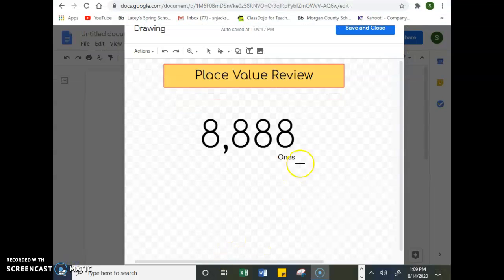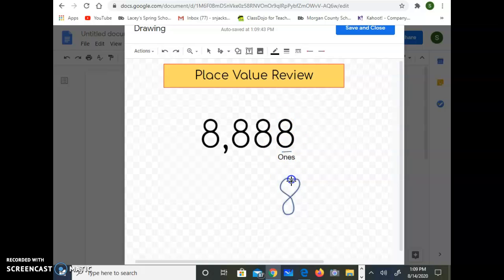The first place value is the ones place. Now this 8 right here is in the ones place. This 8 is really only the number 8. The next place value is the tens place. So this 8 is in the tens place. It represents 8 tens, and 8 tens is the number 80. So this 8 represents 80.